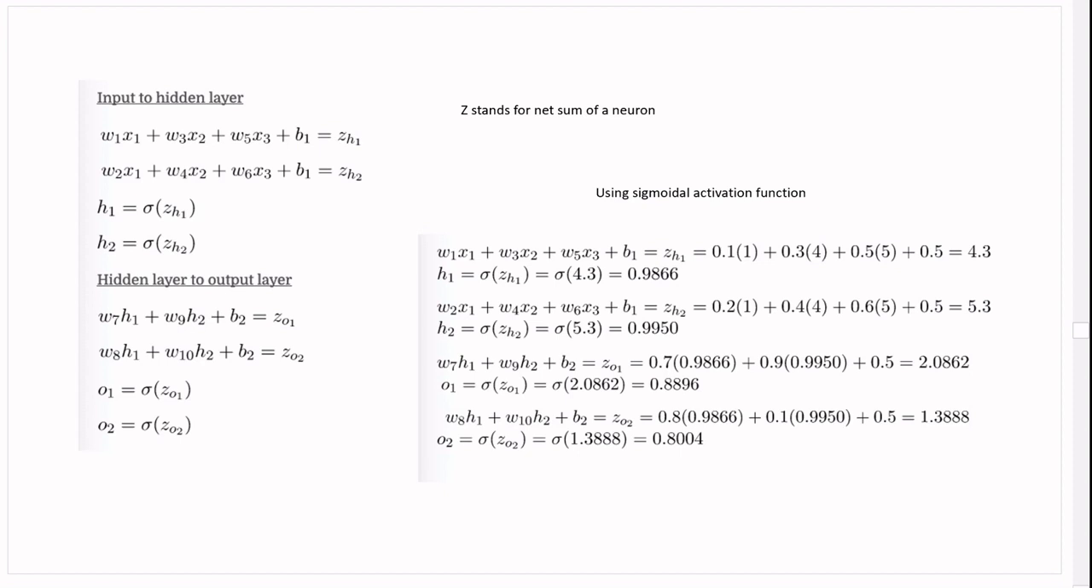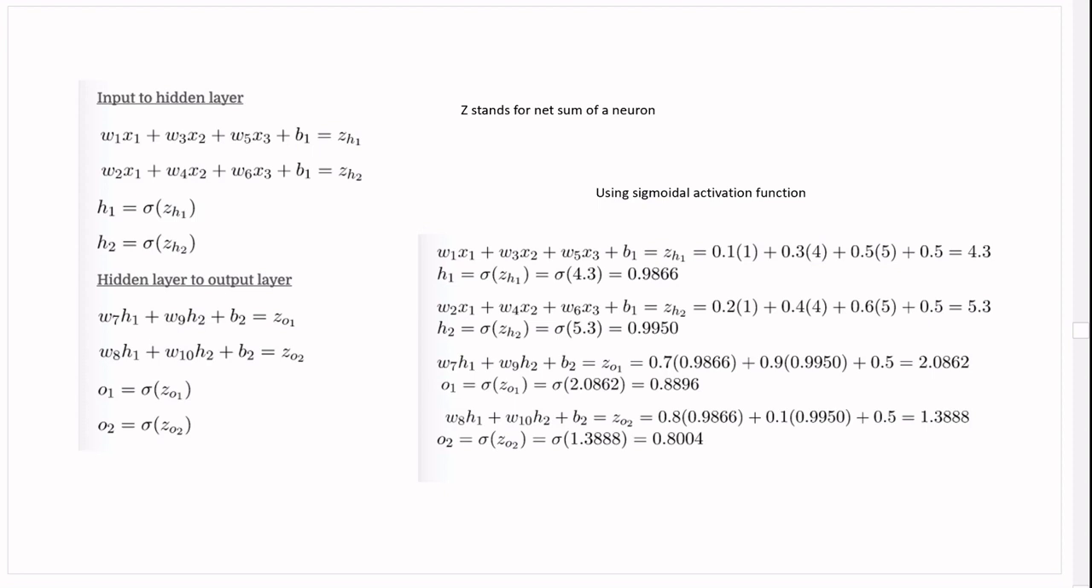And from the hidden layer to the output layer, the relationships are, for output layer neuron number 1, the net sum for that neuron will be given by W7H1 plus W9H2 plus B2. And for the second output neuron, the net sum designated as ZO2 will be W8H1 plus W10H2 plus B2. And again, sigmoidal functions are there, so the output O1 will be sigma of ZO1 and O2 will be sigma of ZO2.